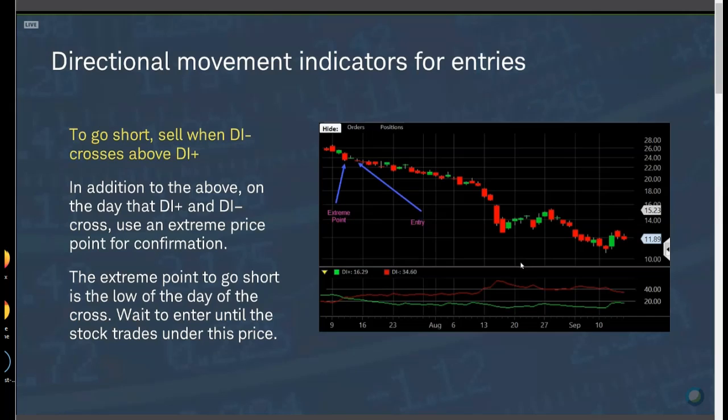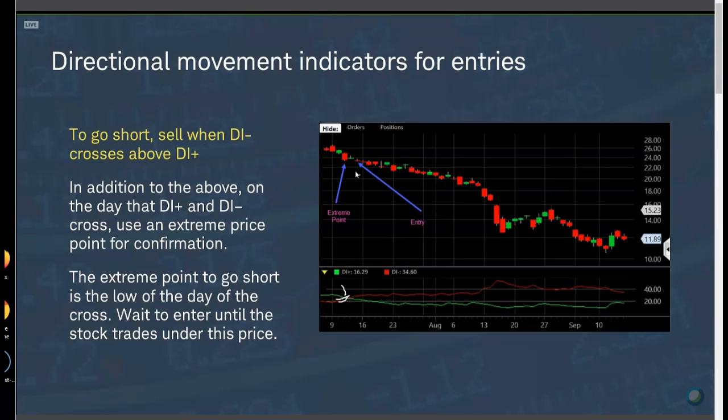As you might suspect, a short sale signal, or a signal just to sell out of your long, is when the negative DI line crosses above the positive DI line. What does that mean? What is going on? What is going on is that the negative directional movements are now more frequent and bigger than the positive ones. So that means the stock is probably weakening. So the first thing you do is you look for the cross. So here was the cross.